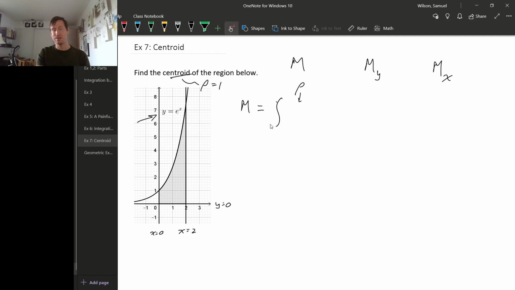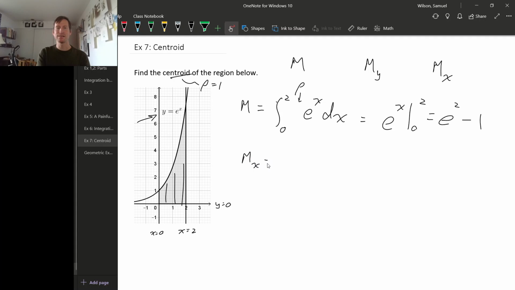So we're really just finding the area of this region. So e to the x minus 0, the bottom of this region is at y equals 0, dx. And this is from 0 to 2. So this integral is e to the x from 0 to 2, and that's e squared minus 1. All right, now how about moment about the x-axis?